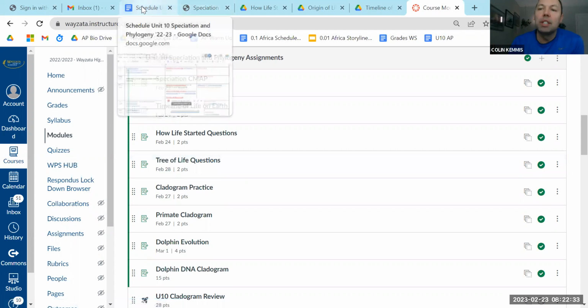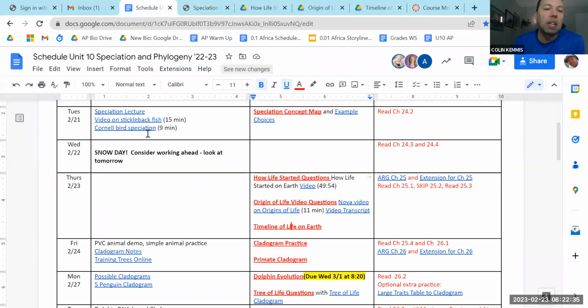All of this information can be found on the schedule. We organized this before we left on Tuesday. We have these 3 assignments here. Also keep up on your reading in chapters 24 and 25. Those ARGs are really helpful at summarizing and guiding you through the different work.